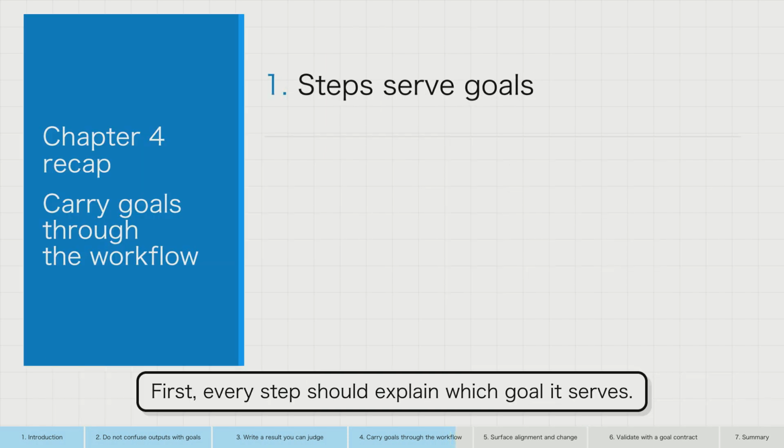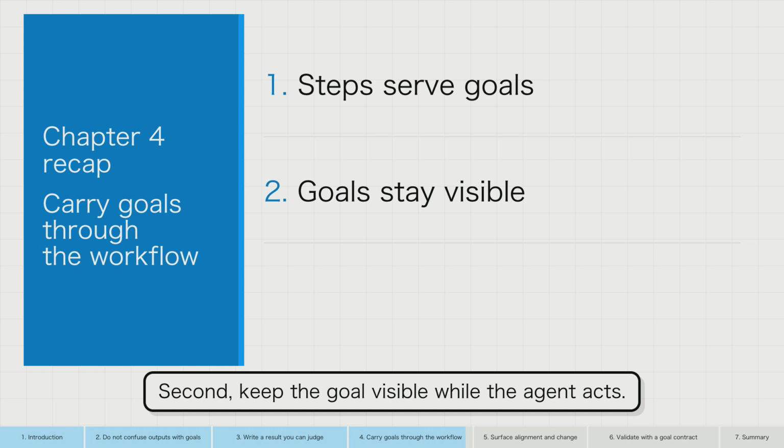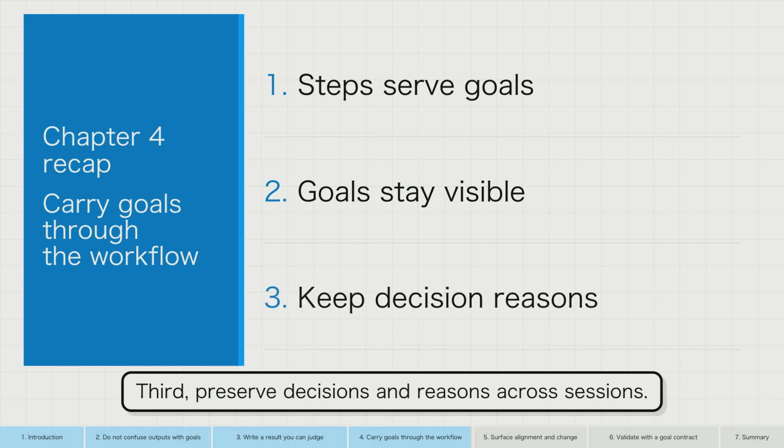Chapter Recap. First, every step should explain which goal it serves. Second, keep the goal visible while the agent acts. Third, preserve decisions and reasons across sessions.